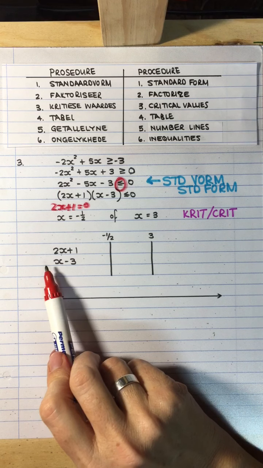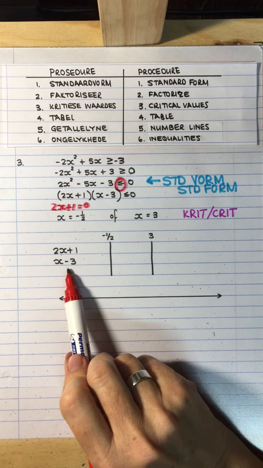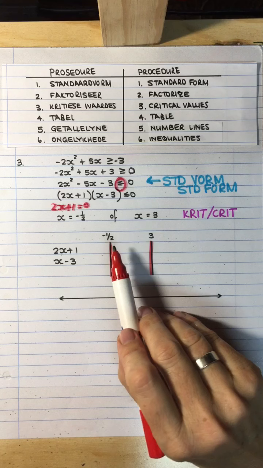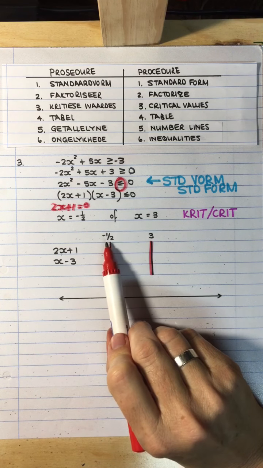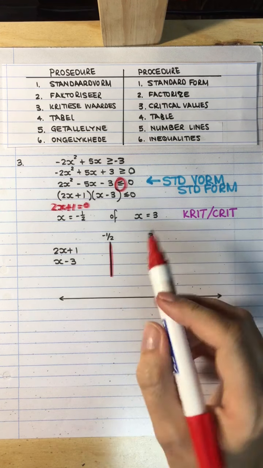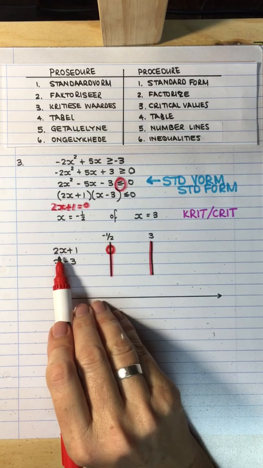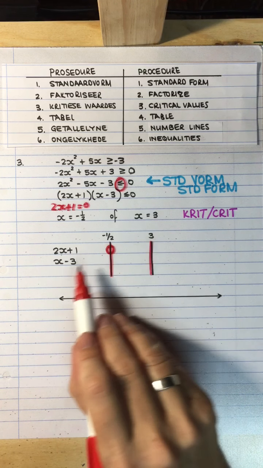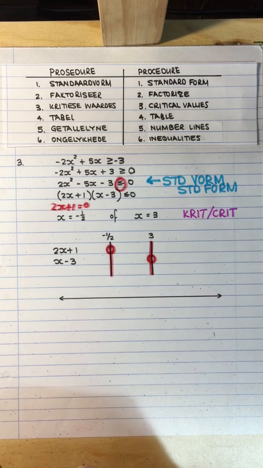I will then start drawing up the table. The first bracket and the second bracket, I will draw my dividing lines and write the critical values on top of each dividing line, from the smallest to the greatest in ascending order. Negative 1 over 2 will make this bracket equal to 0. And substituting 3 here will make this bracket equal to 0.